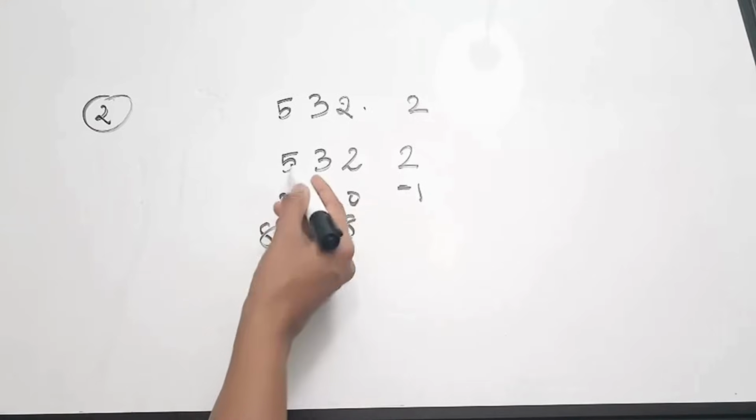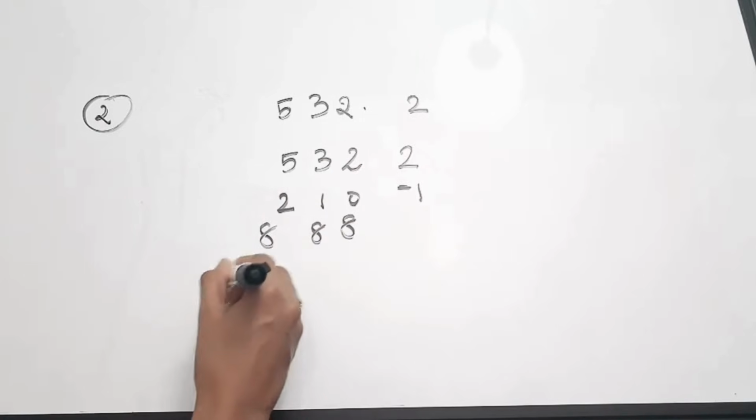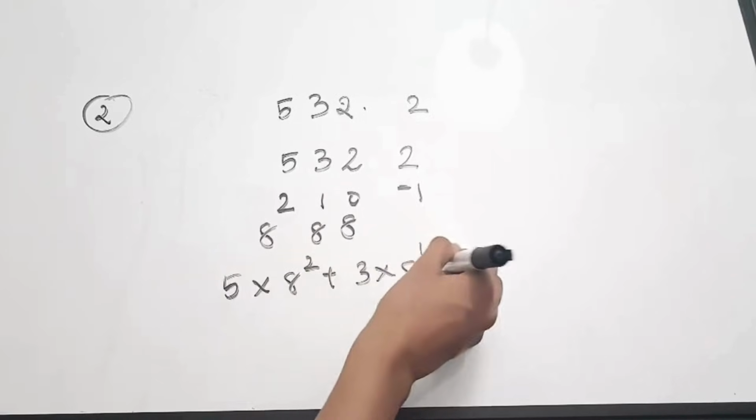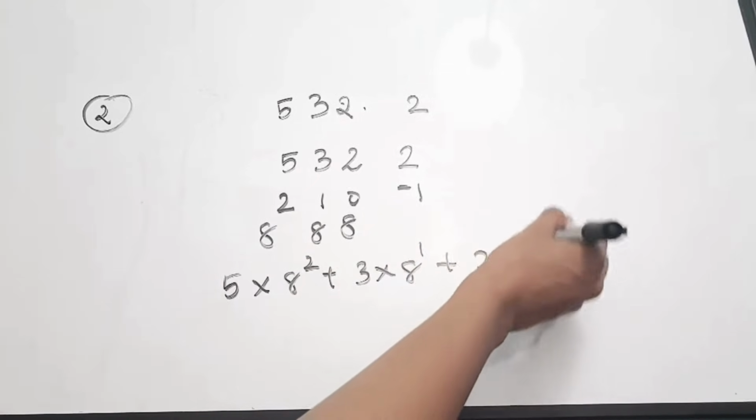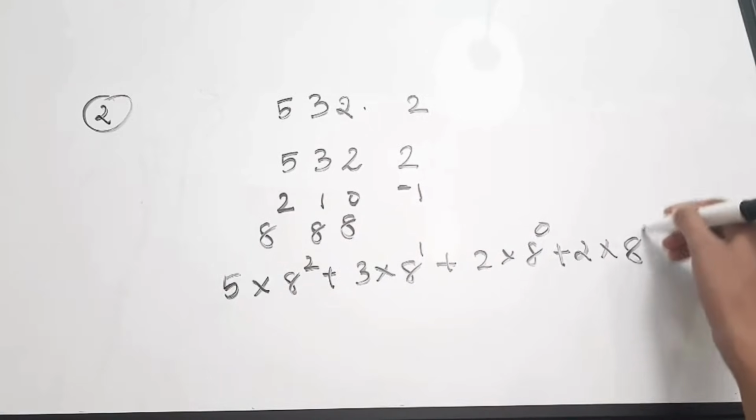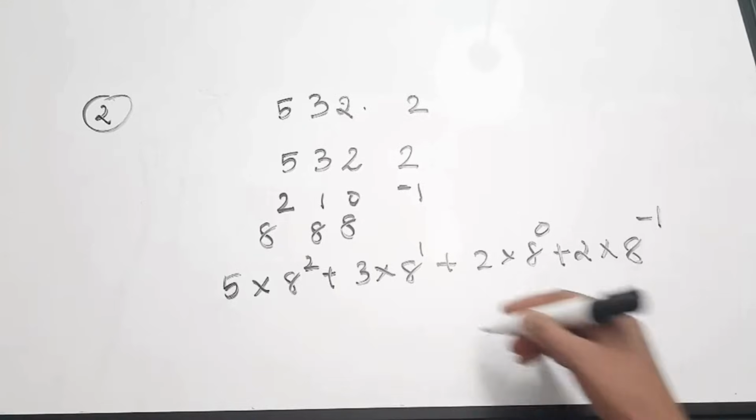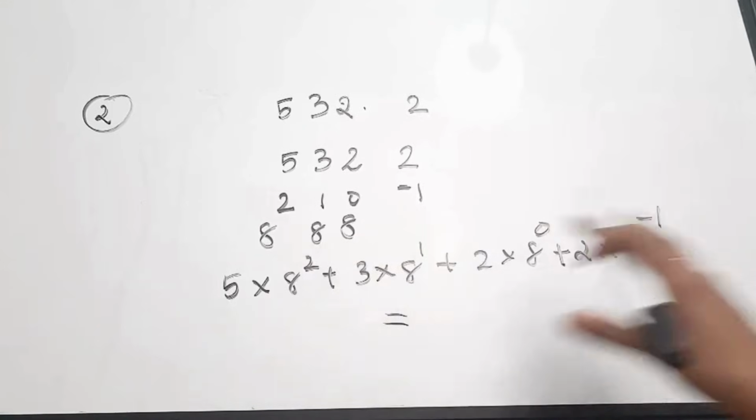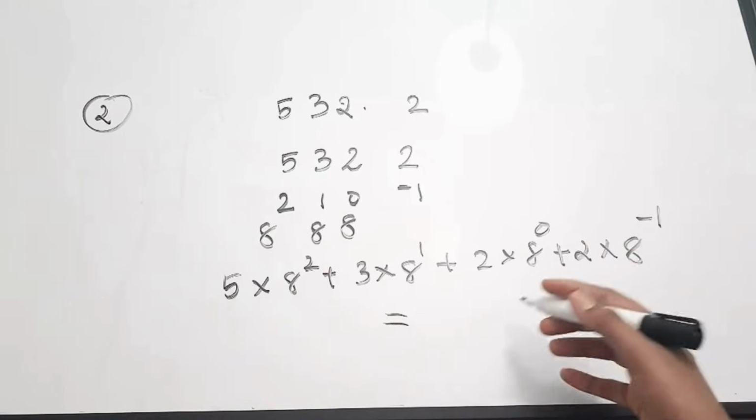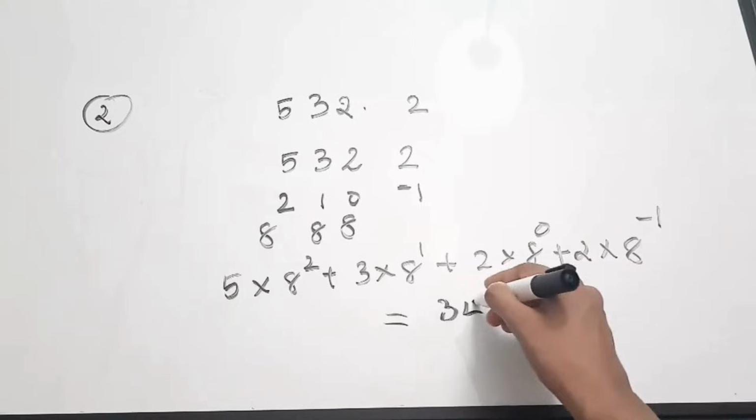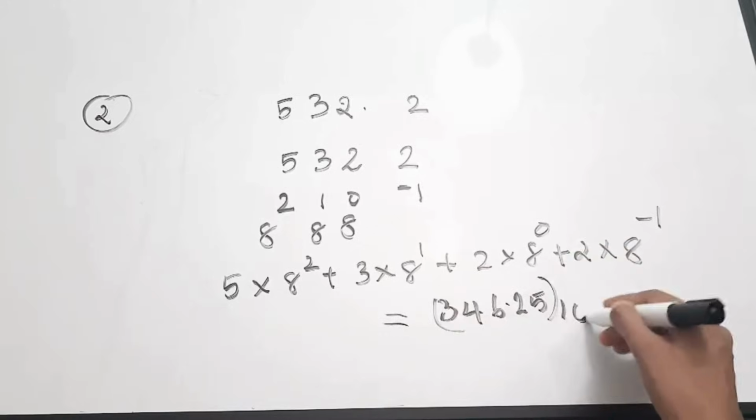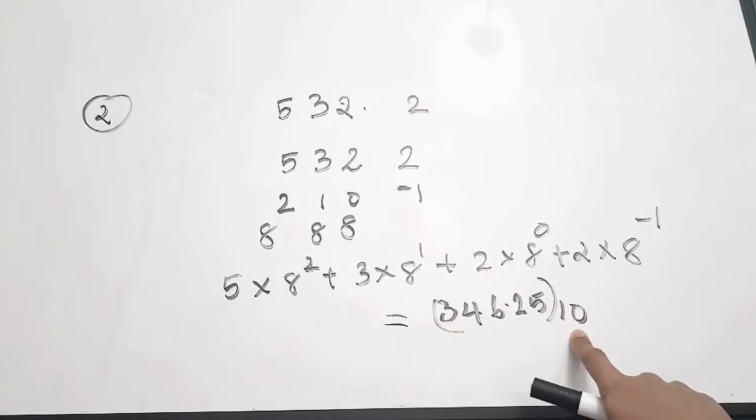Now multiply with the corresponding number. So it will be 5 into 8 square plus 3 into 8 raised to 1 plus 2 into 8 raised to 0 plus 2 into 8 raised to minus 1. Okay, so this will be the result and the sum of this expression will be your corresponding decimal number and that will be 346.25 to the base of 10. Since it is a decimal number, it is to the base of 10.